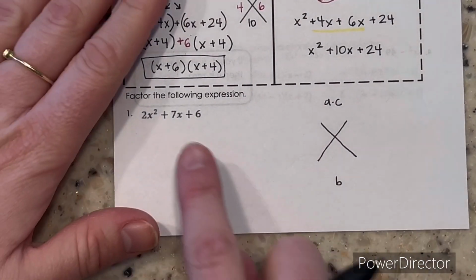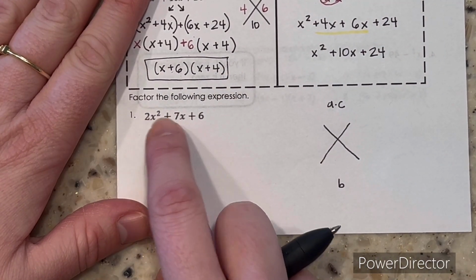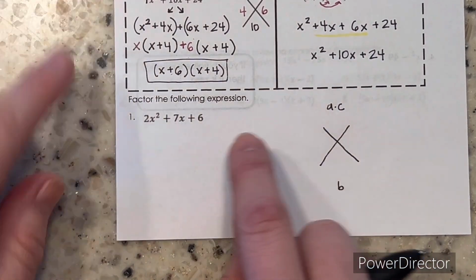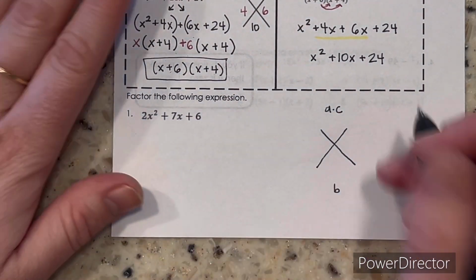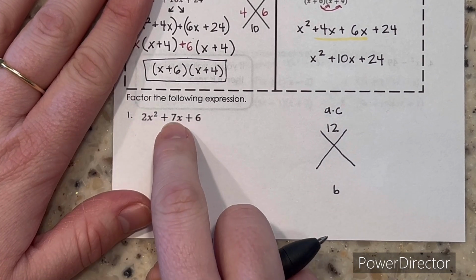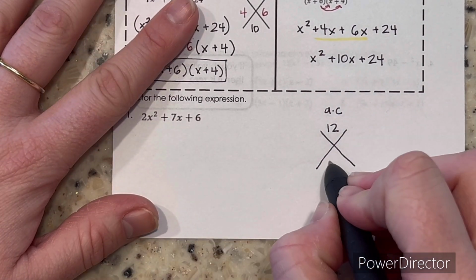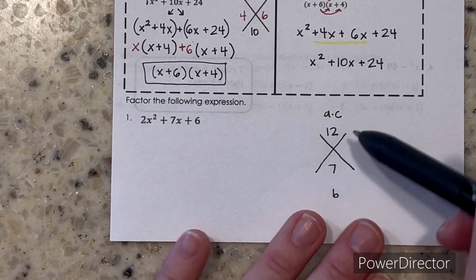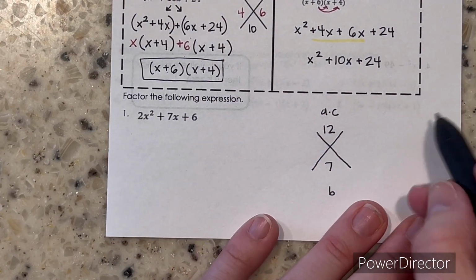So now look, on this trinomial, it's A, B, C. That's the numbers. So if I want A times C, I'm looking at 2 times 6, which is 12. Your B value, that's the one in the middle there. That's going to be a 7. So now I need 2 numbers that multiply to give me 12 and add to give me 7.